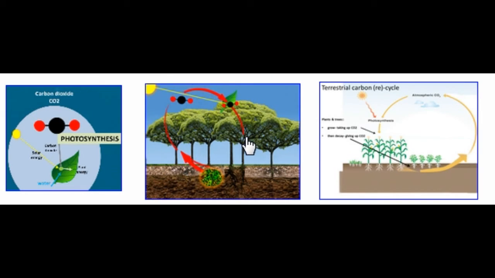Here's the tree taking up carbon dioxide with its leaves. The tree grows, then the tree declines, decays, dies, microorganisms act on it, and then it emits carbon dioxide. So the carbon dioxide that it takes in is emitted after and through its life cycle. Here's just another image showing the same thing.